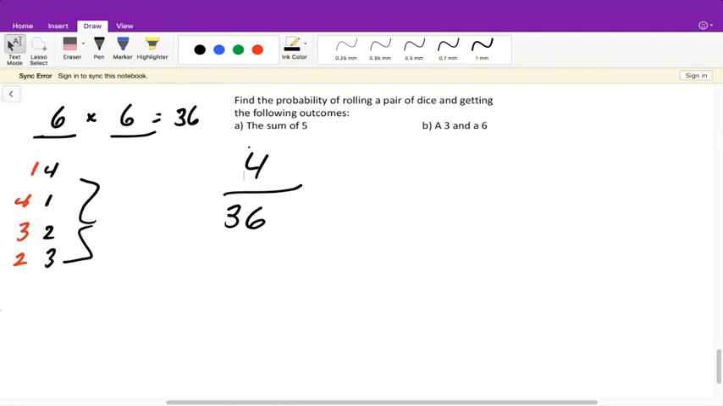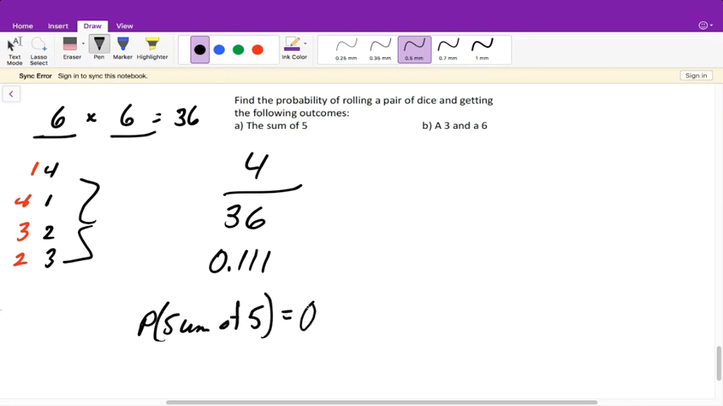So 4 divided by 36 is equal to 0.111. So then the probability of a sum of 5 is equal to 0.111. All right, for the next one, it says rolling a 3 and a 6.